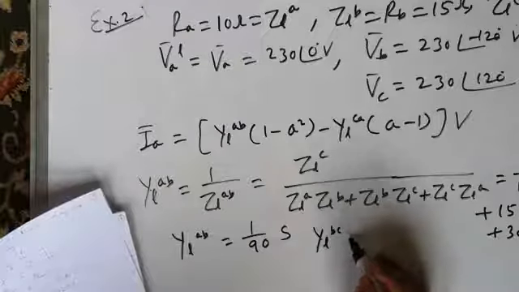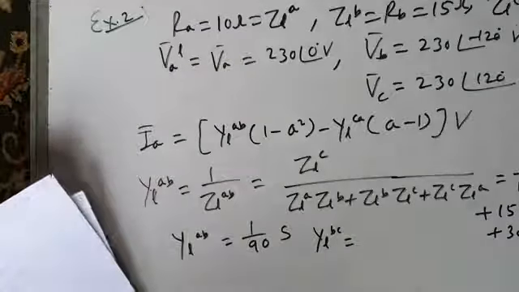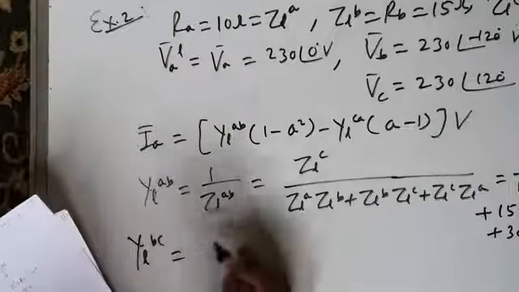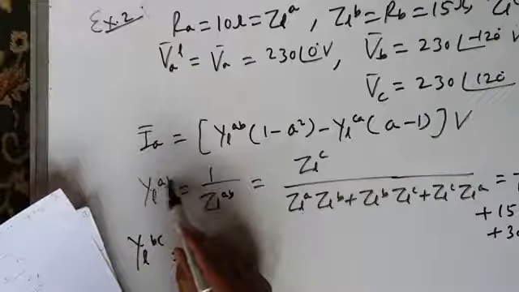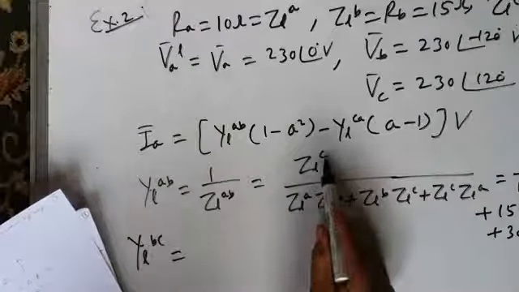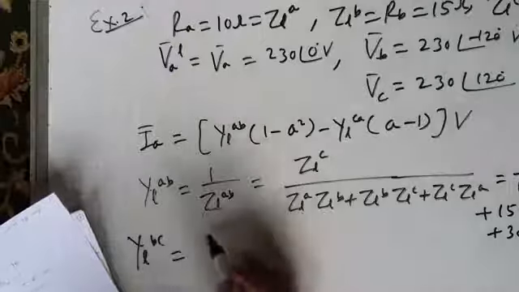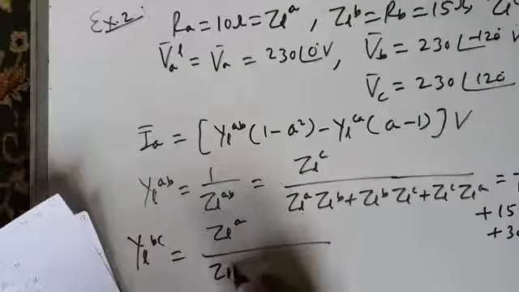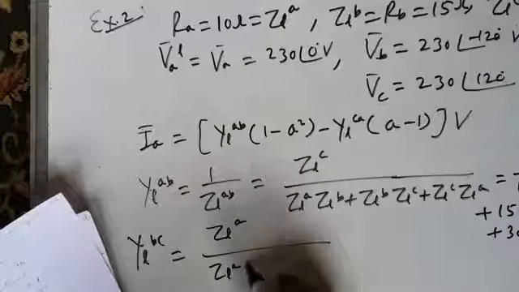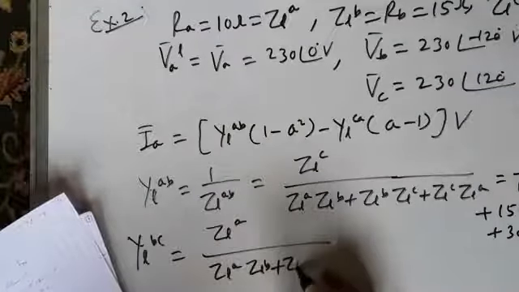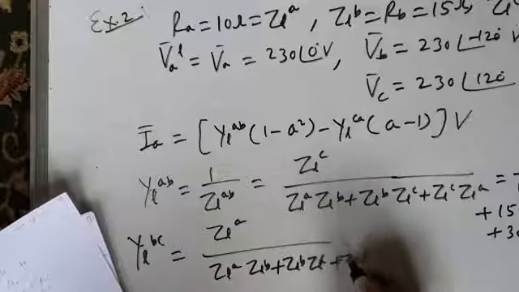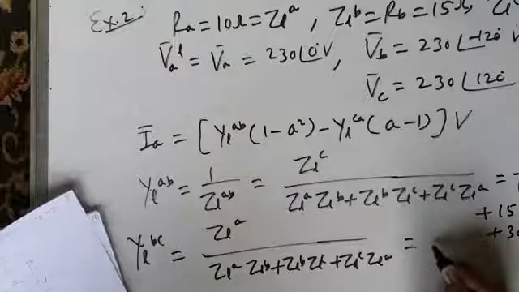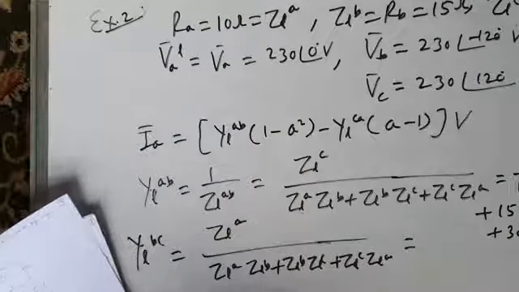Similarly, you can find YLBC. In YLAB, after AB comes C, so after BC what comes? A. So it will be ZLA divided by the same denominator. This is the trick, this is how you can remember it: ZLA ZLB plus ZLB ZLC plus ZLC ZLA. Substitute these values, and I have calculated it. You can verify.